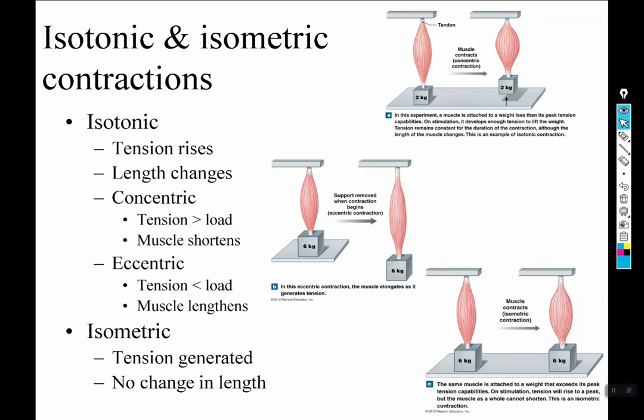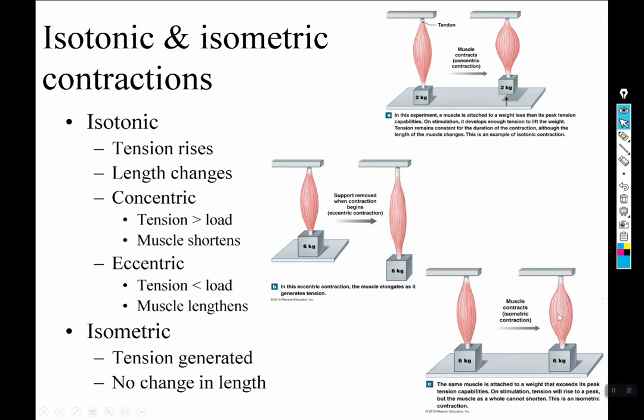Isometric, metric meaning length, means we're generating tension, but there isn't a change in length. So for example, if I'm attached to a weight that exceeds the muscle's peak tension capability, I can still generate tension, but the tension's not going to be able to overcome the weight. So I'm going to have this maximum possible contraction without a length change. So this is isometric contraction. So no additional change in length.